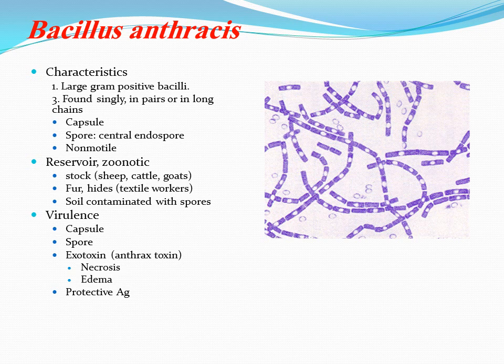The bacteria can be acquired from zoonotic sources: sheep, cattle, and goats, and from fur and hides, the animal skins, especially in textile workers, and from soil contaminated with spores. The virulence factors of this bacteria are capsule formation, spore formation, and exotoxin, the anthrax toxin, which causes necrosis and edema.